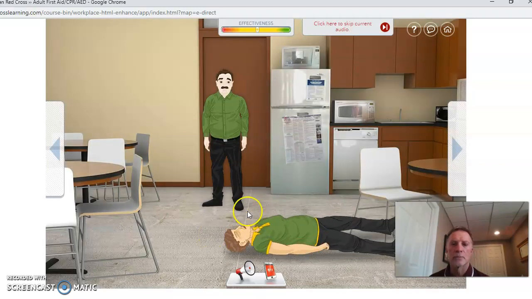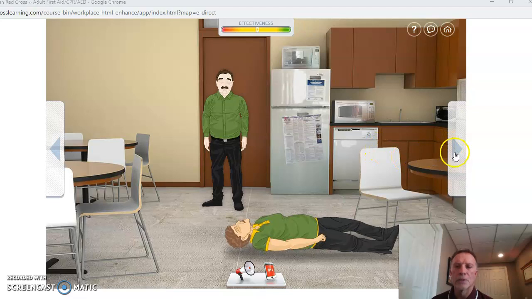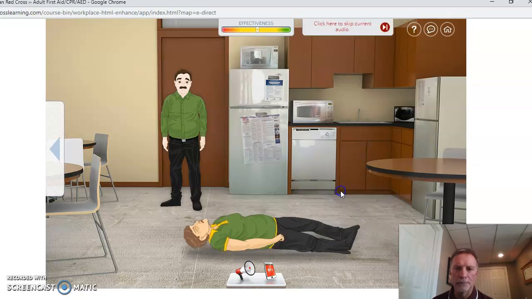Deborah is having a seizure in the break room. You need to take action to make sure she is safe during and after the seizure. Your first priority should be checking the scene and removing any hazards you see. Okay, so we look and check the scene. The chair looks like it's in the way, so let's click on it. Excellent. Chair has been moved out of the way.